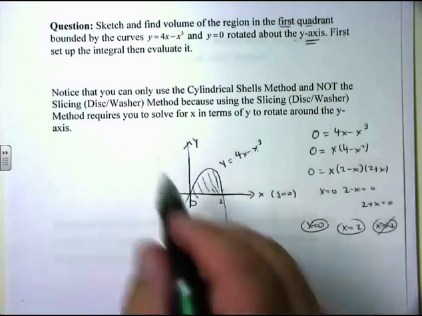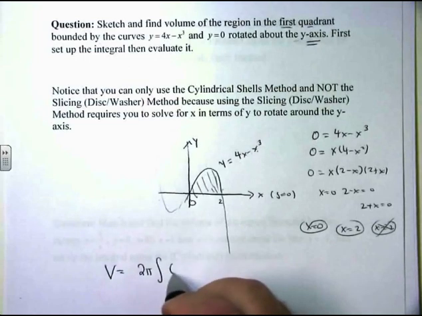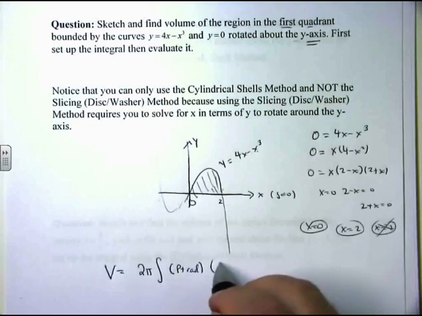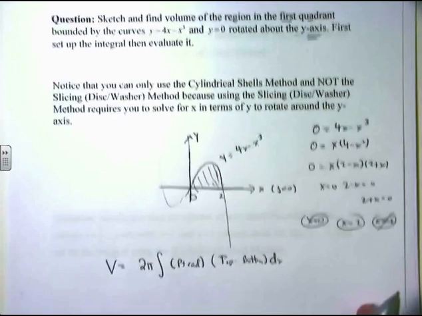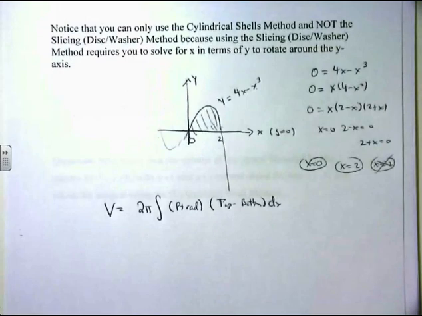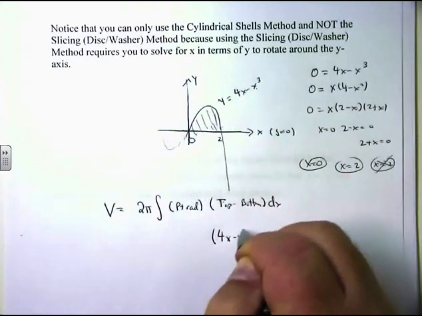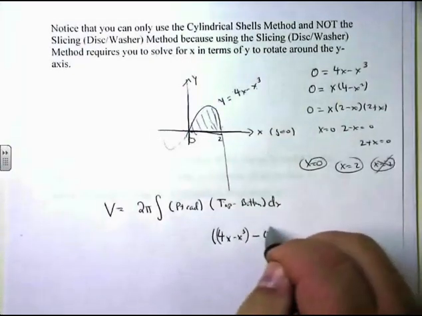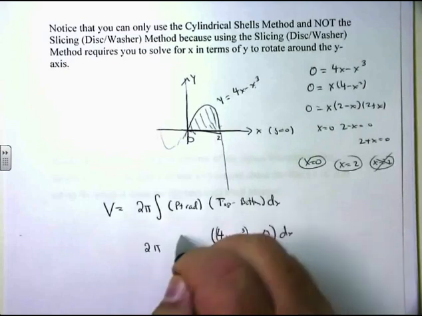So shell method. Volume equals 2 pi integral, what I call the point radius times the height, which is the top minus bottom dx. I think I called it f of x minus g of x dx before. Same thing. Okay. Well, the top part, no problem there. The height of this thing is going to be 4x minus x cubed. Put a little parentheses around that. Minus the bottom is the equation y equals 0. There's your height, top minus bottom dx. There's my 2 pi integral.